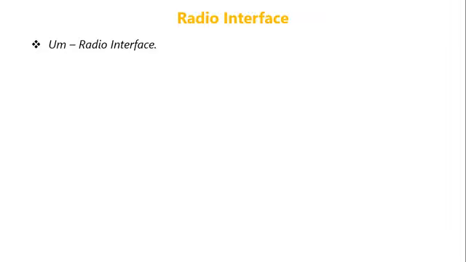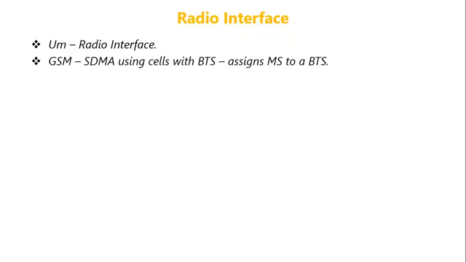The topic we'll be discussing in this lecture is the radio interface. The radio interface is represented using the notation Um. GSM implements SDMA, that is space division multiplexing, using cells with a BTS and assigns each MS to a BTS. That is, the mobile stations are assigned to base transceiver stations.